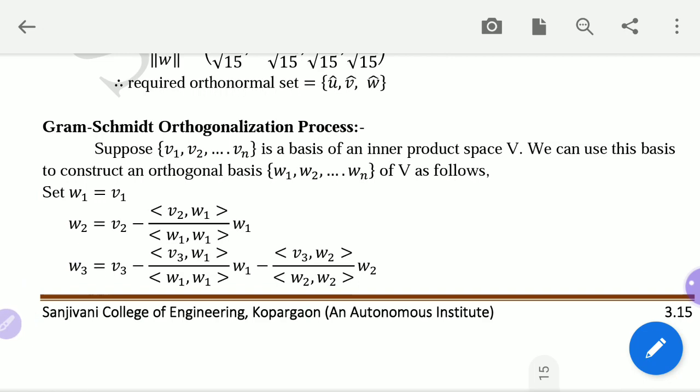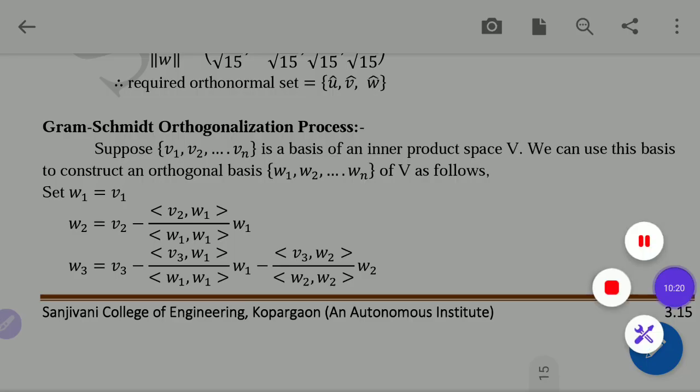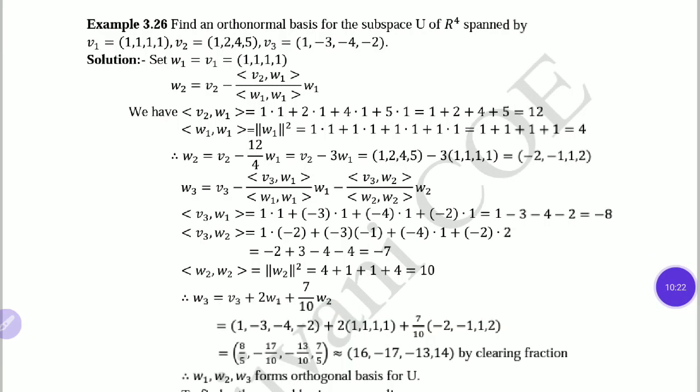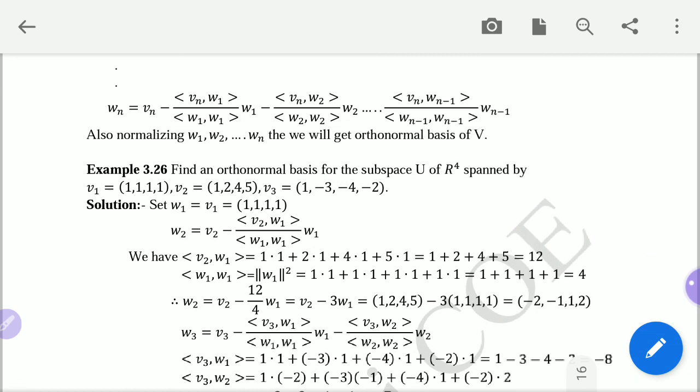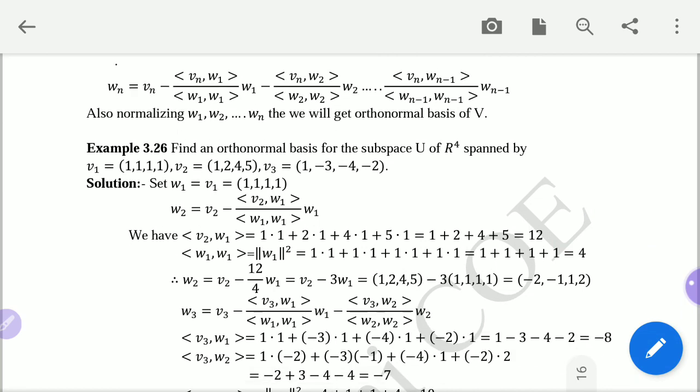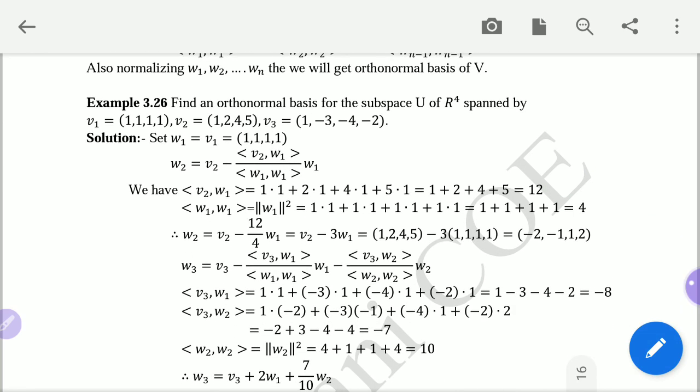Generally we are asked to calculate only three vectors, and the examples are based on only three vectors, so you only need to remember the formulas up to w3. This is the general formula of the Gram-Schmidt orthogonalization process. From the given set of vectors, we find a new set of vectors which are orthogonal to each other. Now let us see one example based on this.